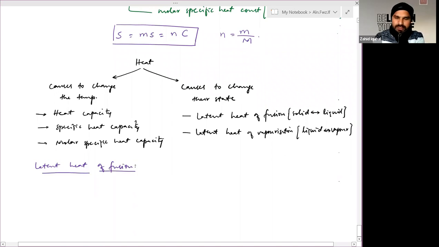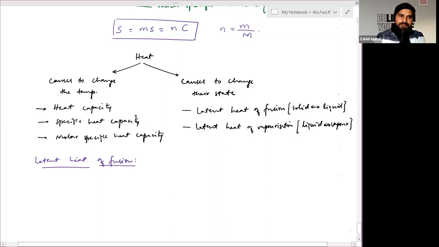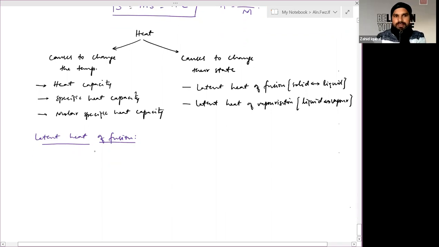It is the amount of heat required or absorbed during conversion of solid into liquid or liquid into solid at its melting point. You will say the amount of heat required to convert ice into water. Similarly, you will say the amount of heat absorbed during conversion of water into ice. Both will give the same result. So we can define this particular term in either way.